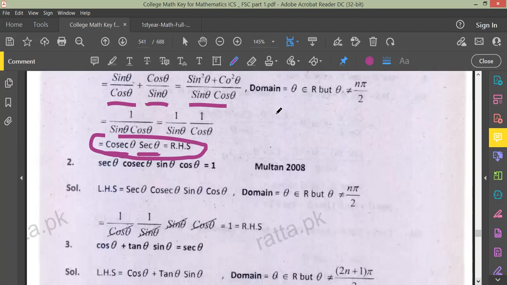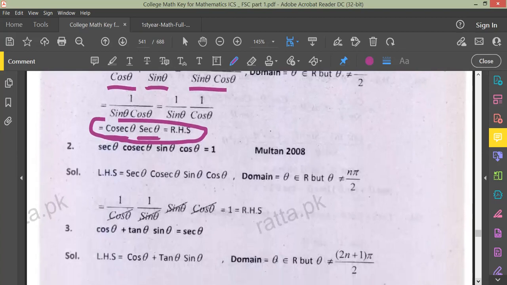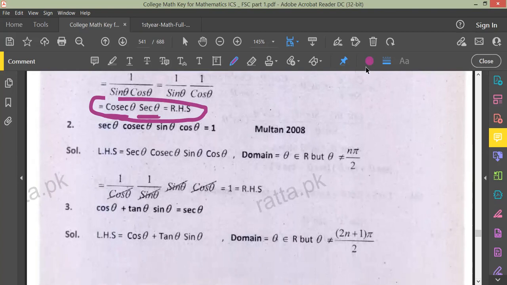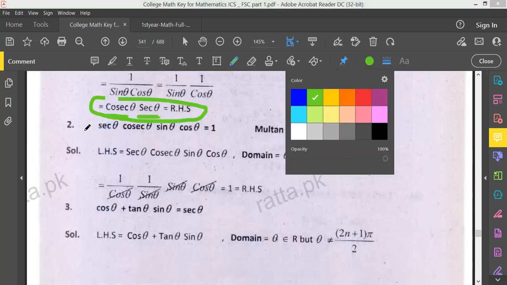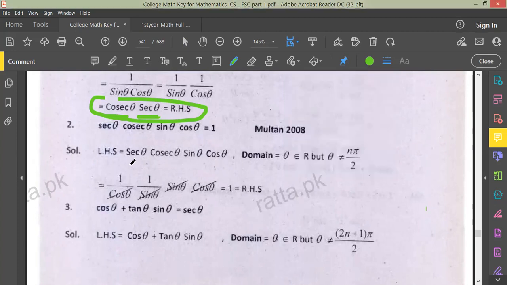Further we will discuss question number 2 of exercise 9.4. Similarly, as we have done question number 1, this is secant theta cosecant theta minus sine theta cos theta is equal to 1. Taking the left hand side, which is secant theta cosecant theta, after putting the value of secant theta, which is equal to 1 over cos, and the value of cosecant, which is 1 over sine, cos will be cancelled out with cos. Similarly, sine will be cancelled out with sine. So 1 multiplied by 1 will be equal to 1. So this is our right hand side of question number 2.